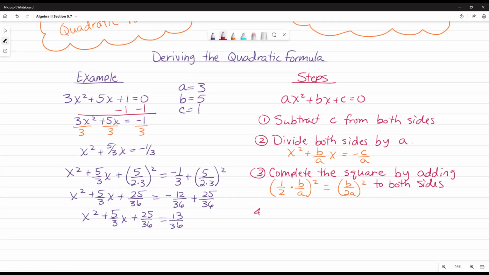So step 4, we factor the trinomial. And I've already combined the terms on the right side. Got ahead of myself.